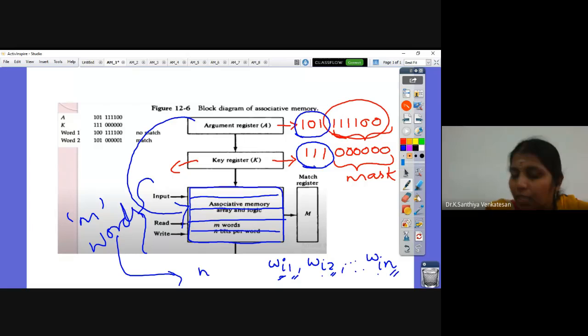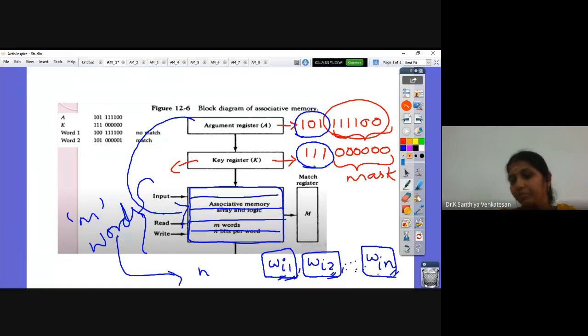Okay, so this is how my cell is being organized, and this is very important. Every bit is stored in an individual memory cell, and that cell is actually a flip flop. It contains certain logic circuits as well. So every cell in an associative memory contains a logic circuit.